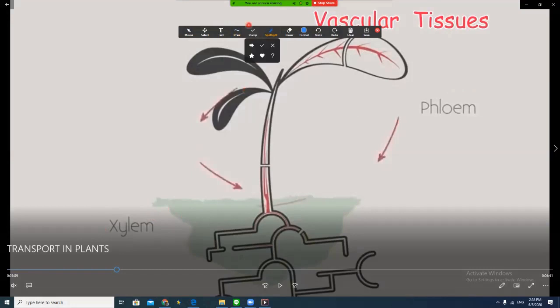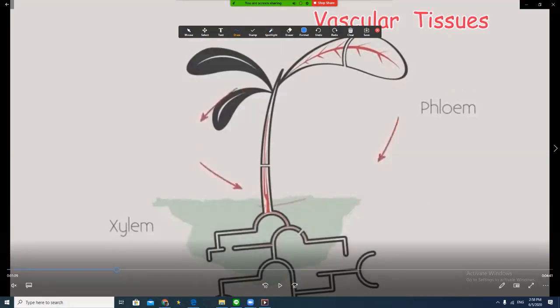Xylem is the one that transports the water. The vascular tissue that transports the water is called the xylem, and the vascular tissue that transports the sugar is called the phloem.